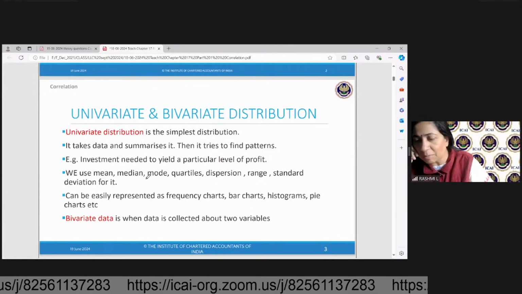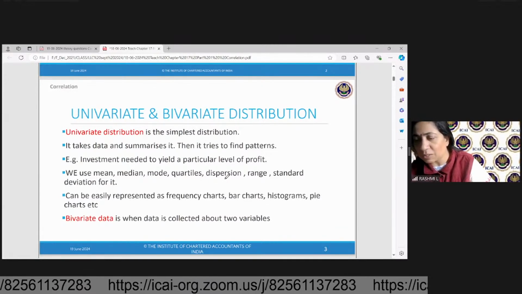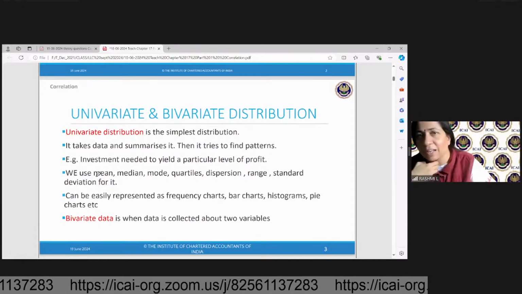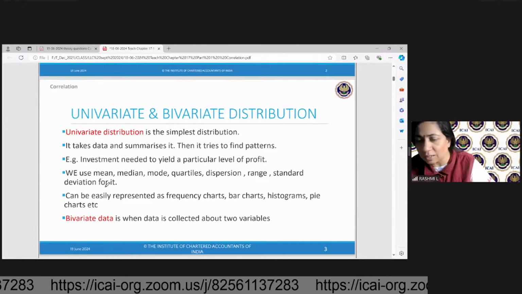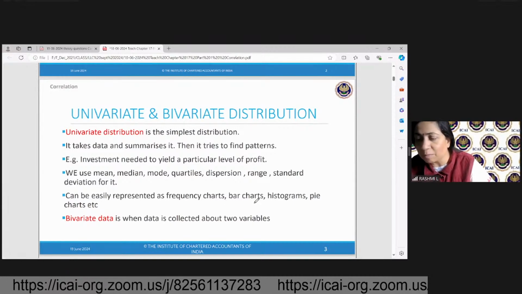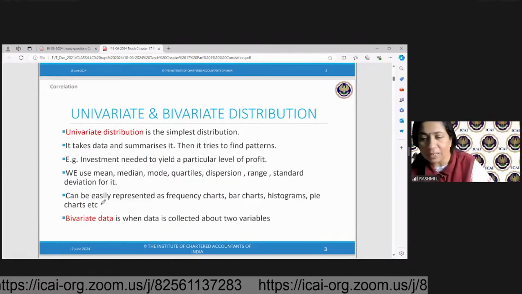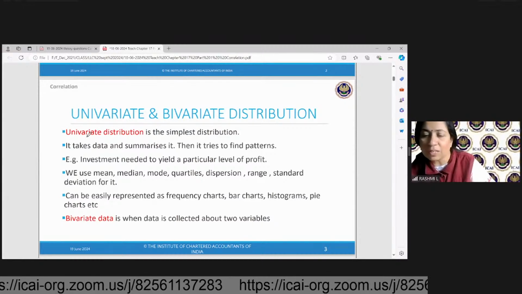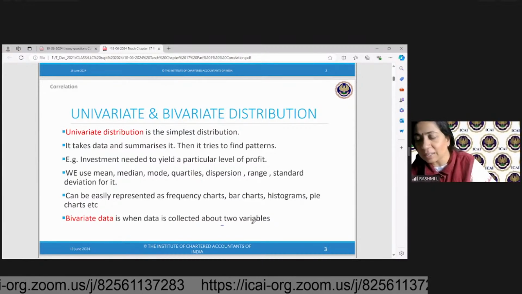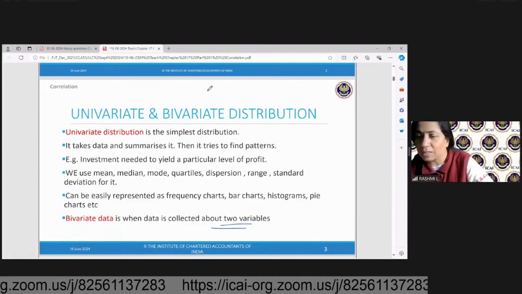We use mean, median, mode, quartile, dispersion, range, standard deviation, etc. on all this data, and then we come to certain conclusions. It can be easily represented as a frequency chart, bar chart, histogram, pie chart, etc. So that is univariate data. Bivariate data is when data is collected about two variables.